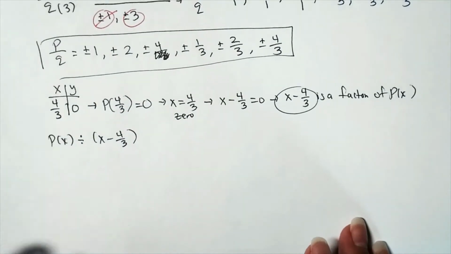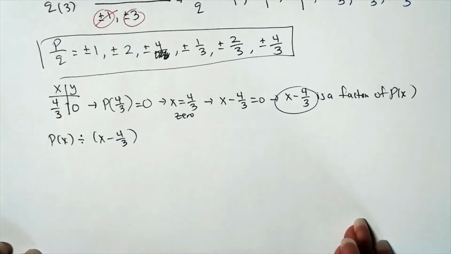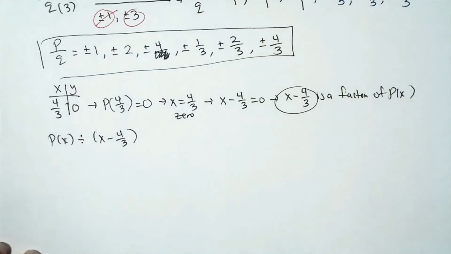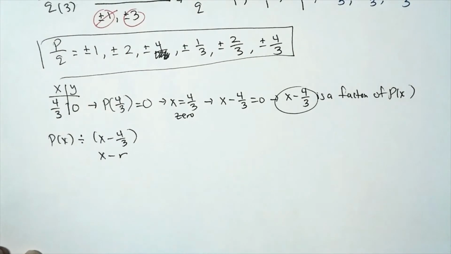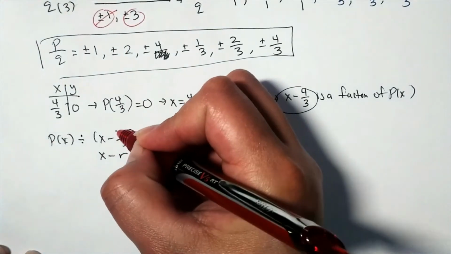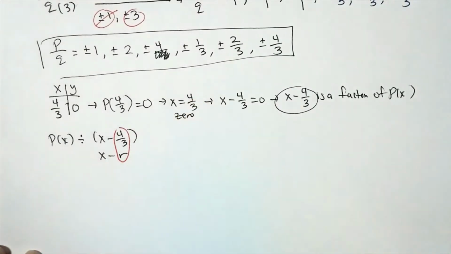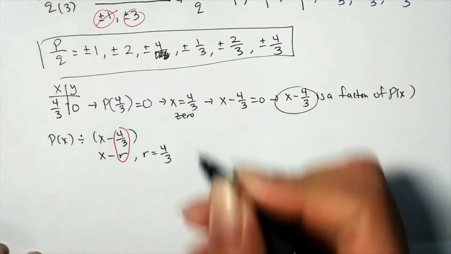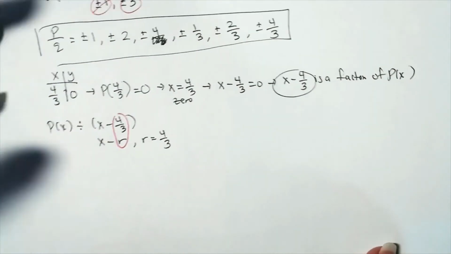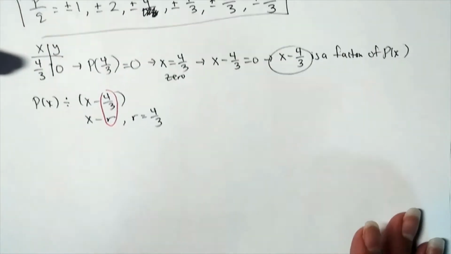How are we going to do that? We're going to use synthetic division, okay? Synthetic division is a shorthand when we're dividing by a binomial of the form x minus a number. Our book uses r, okay? A lot of books use x minus a, okay? In this case, that number is 4/3. So let's go ahead and prep this up for synthetic division.